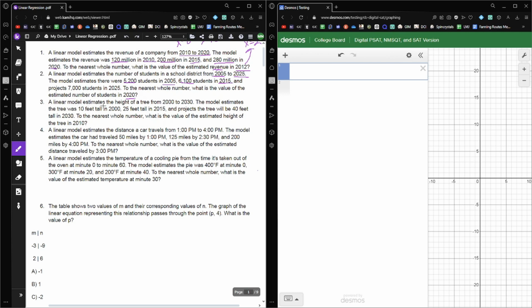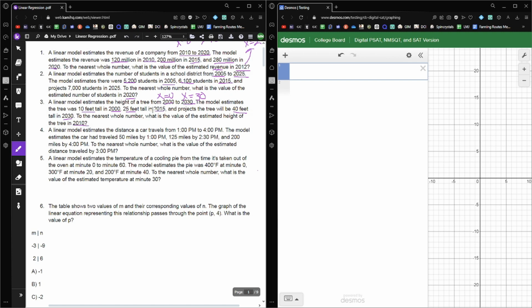Question number 3, let's look at our question. A linear model estimates the height of a tree from 2000 to 2030. 2000 is going to be our year 0, and 2030 is 30 years from 2000, so x is equal to 30. The model estimates the tree was 10 feet tall in 2000, 25 feet tall in 2015, and projects the tree will be 40 feet tall in 2030. To the nearest whole number, what is the value of the estimated height of the tree in 2010?